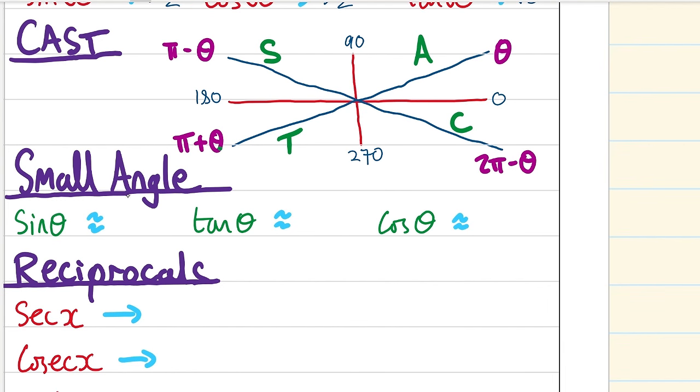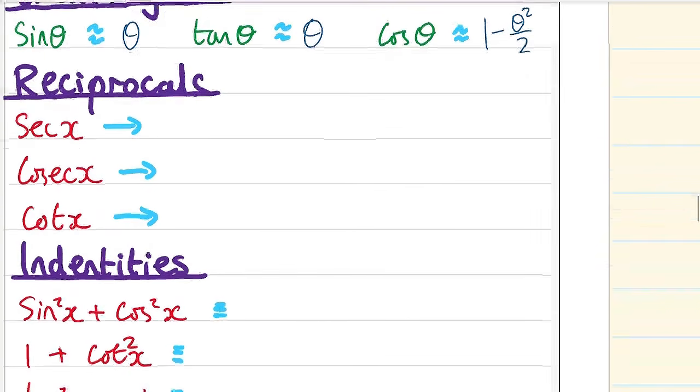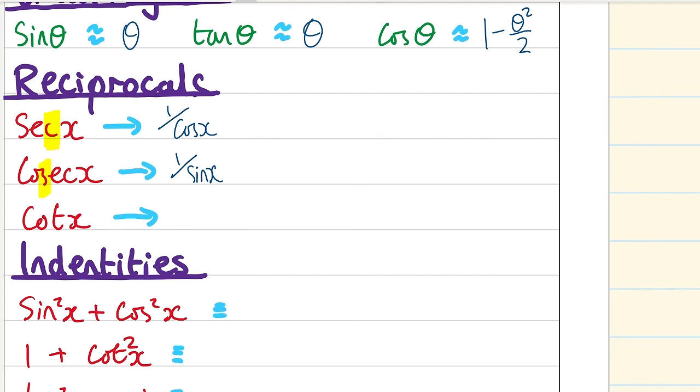Small angle approximation, you're given these. Sine theta is theta, tan theta is theta, and cos is 1 minus theta squared over 2. Okay, reciprocal functions. You can remember these by the third letter. So the third letter for sec is C, so therefore sec is 1 over cos. The third letter for cosec is S, so that is 1 over sine. And the third letter for cot is T, so that's 1 over tan.